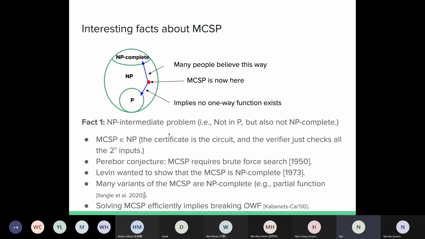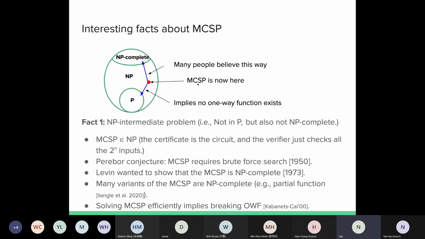On the other hand, some other people believe that MCSP could be in P. But there is some evidence showing that probably this is not the case, showing that solving MCSP efficiently implies breaking one-way functions. So if you put MCSP in P, that will give you some very bad things, like there will be no one-way function. This implies that you don't have public key cryptography anymore.